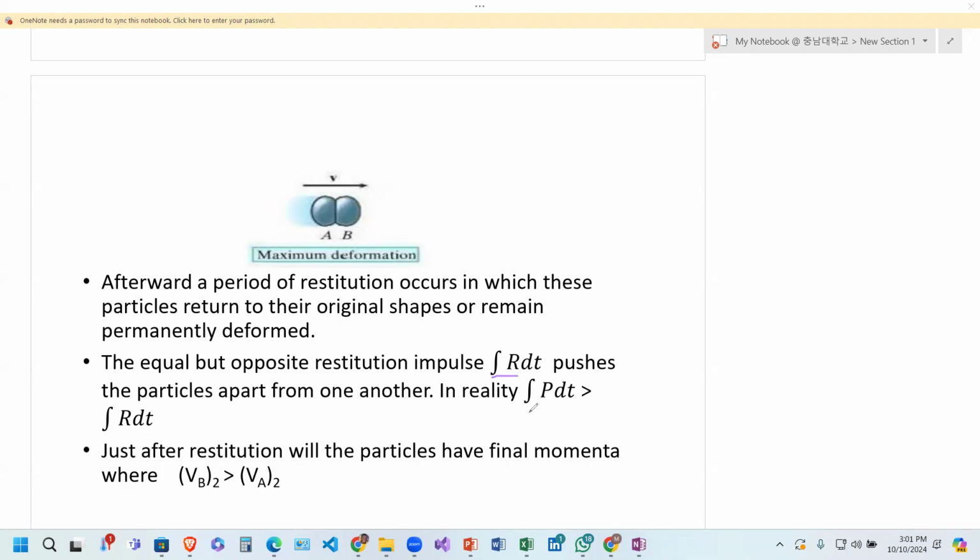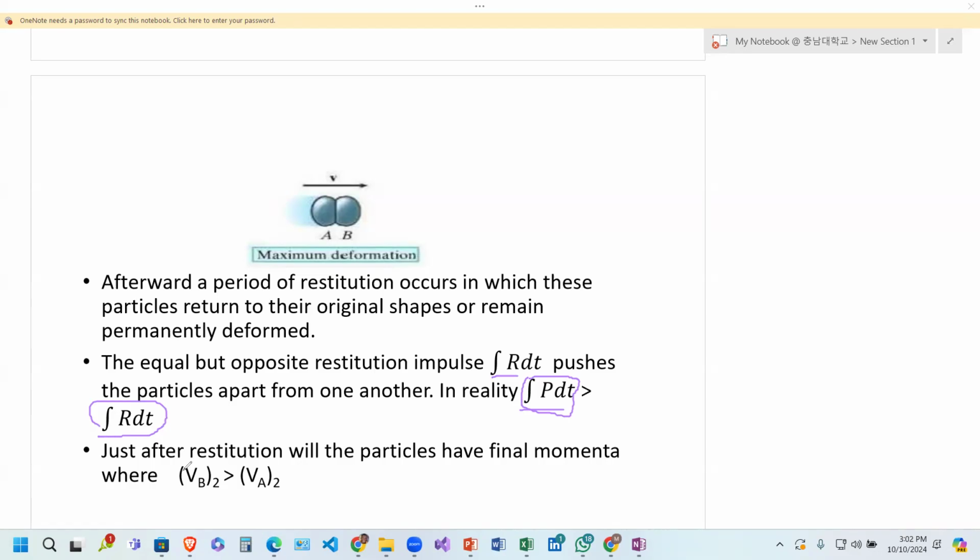In reality, this force that causes the impulse, or the summation of these impulses after collision, should always be greater than the restitution impulse. Okay, should always be greater than the restitution impulse.